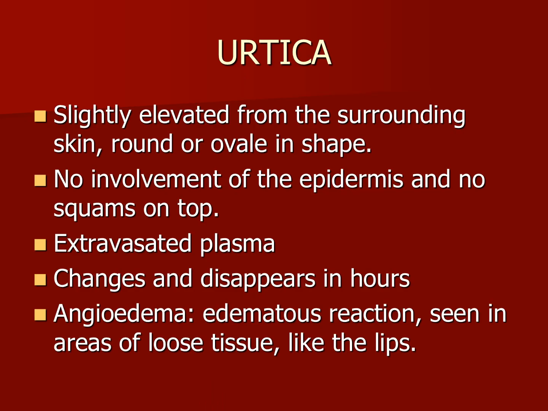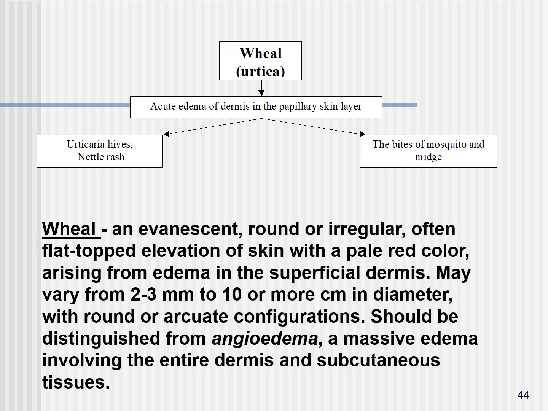Urtica is the next element. Urtica is slightly elevated from the surrounding skin, round or oval in shape, with no involvement of the epidermis and no scales on top. Extravasated plasma changes and disappears in hours, like an ephemeral reaction, appearing and disappearing without any treatment, but it can stay and last for several weeks. This edematous reaction is seen in areas of loose tissue.